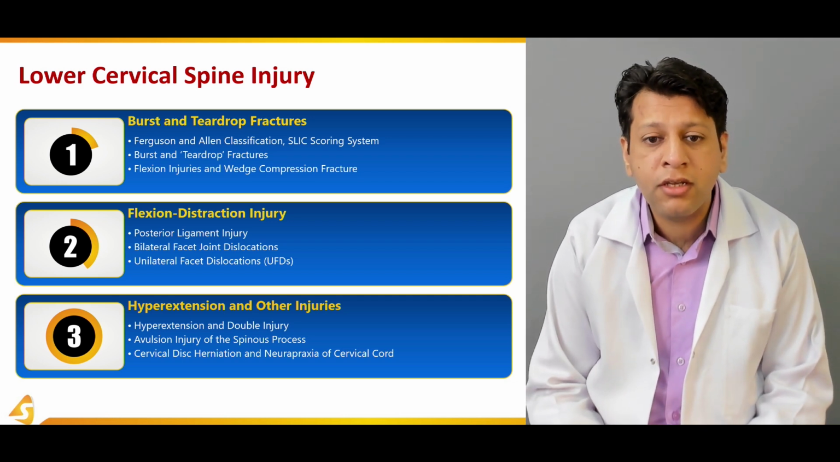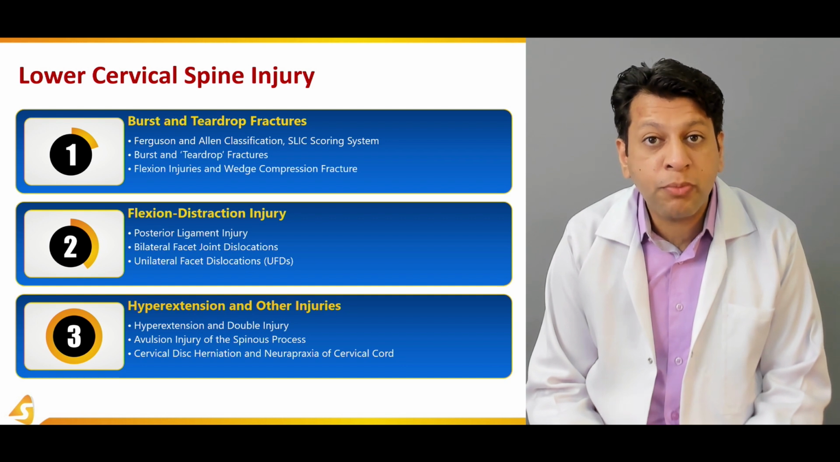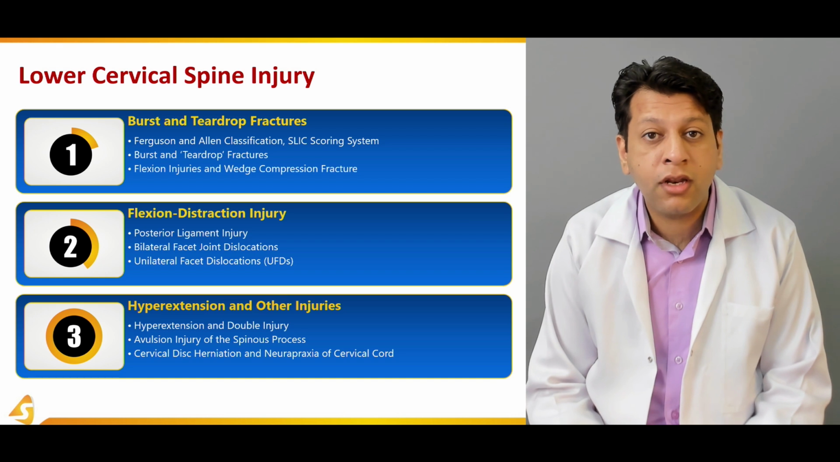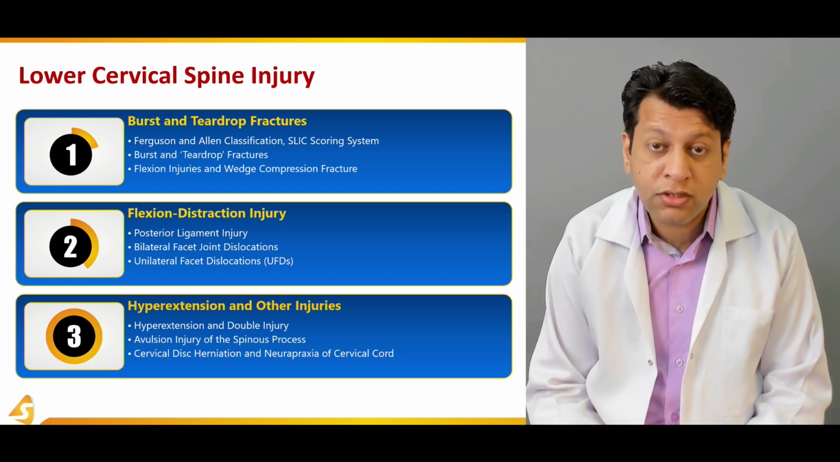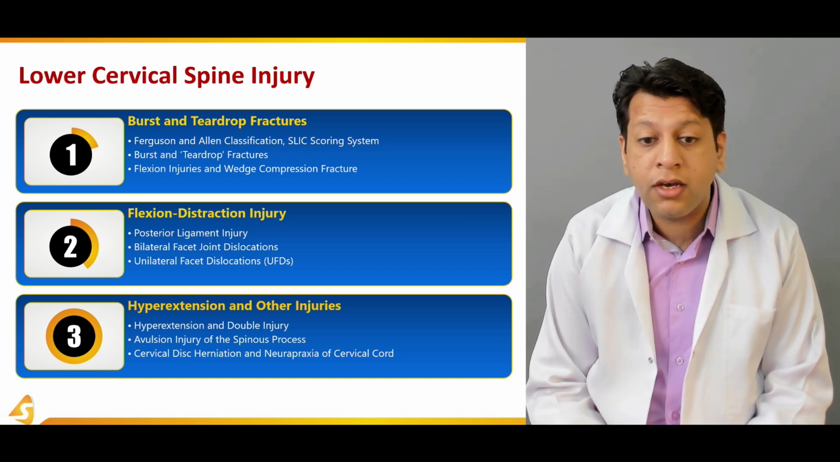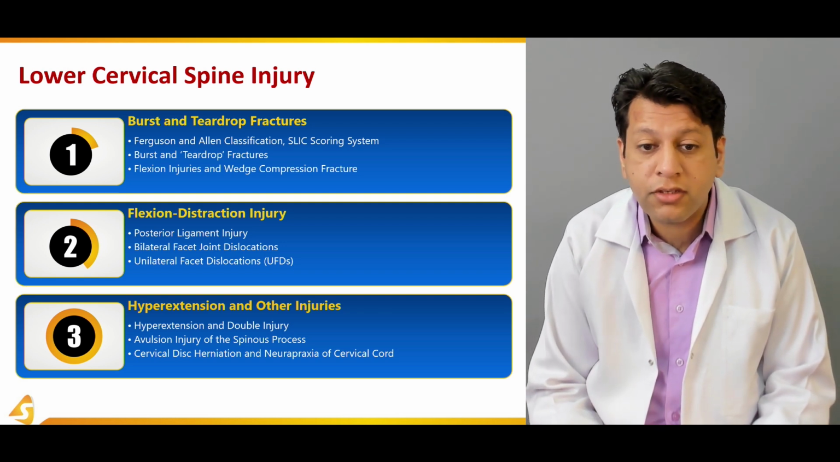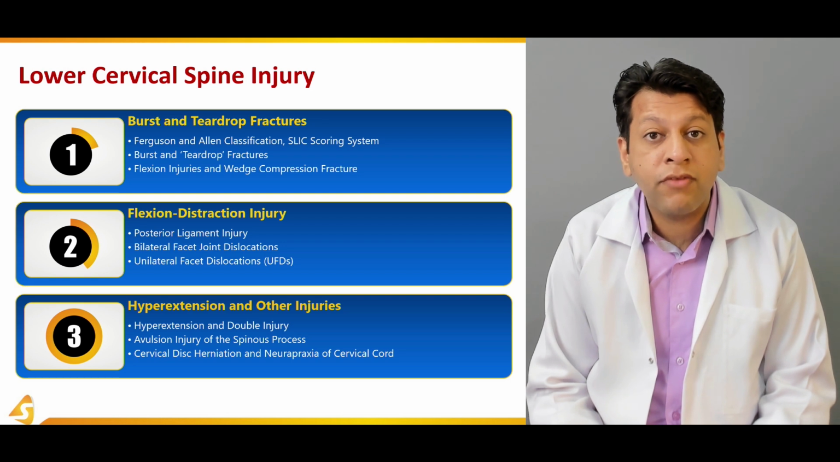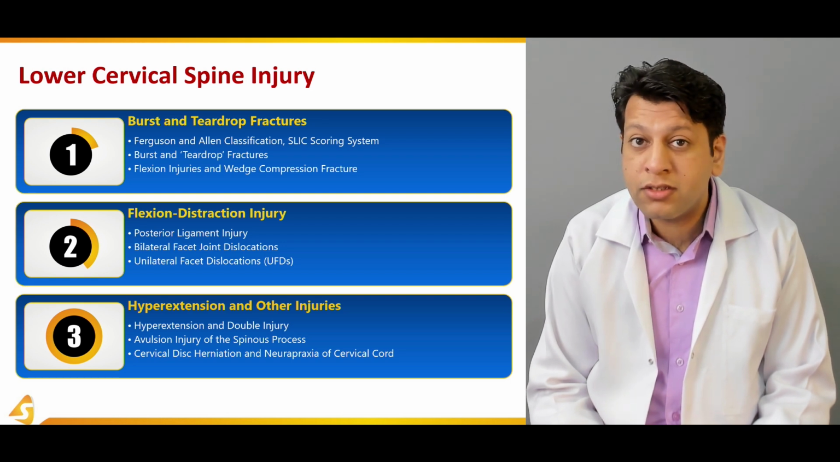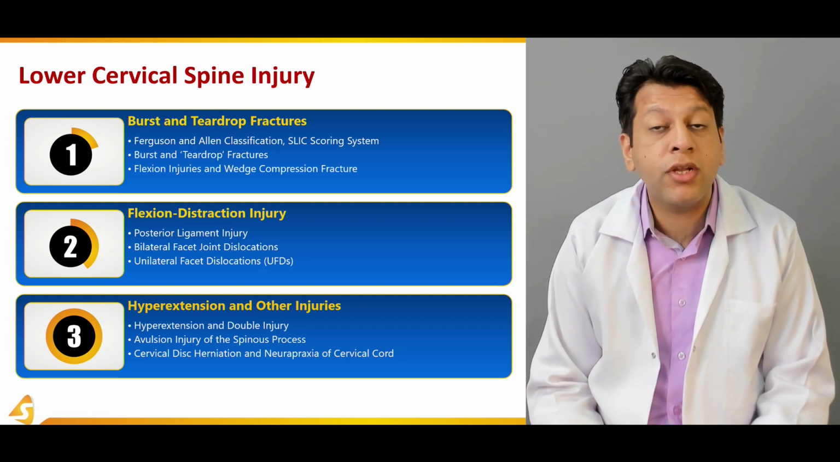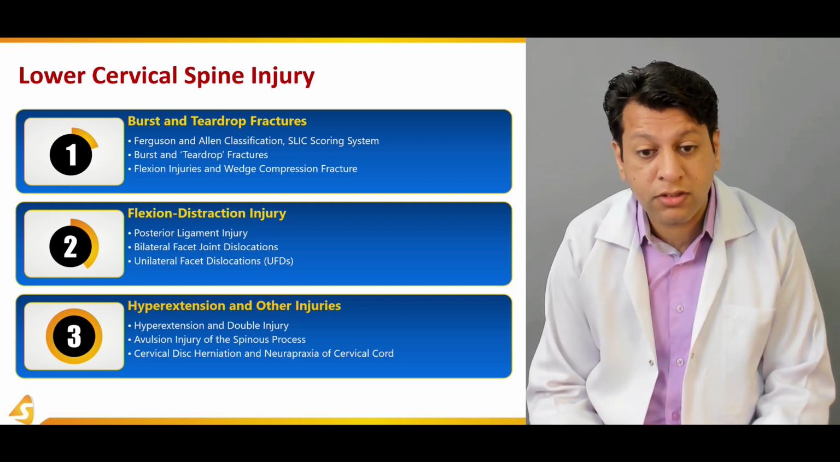In the first section, we'll be discussing the burst and teardrop fractures of the subaxial spine. Especially we'll be discussing the Ferguson and Allen classification, the SLIC scoring system, which is also called the subaxial lower cervical spine injury classification. Then we'll be discussing the different morphological fractures such as burst and teardrop fractures, as well as the flexion injuries and wedge compression fractures of the subaxial spine.